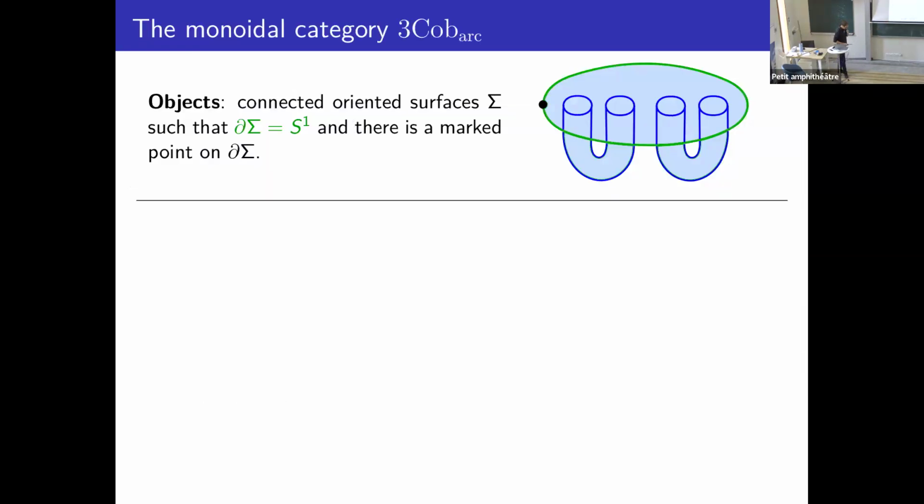Okay, so let me describe the categories. I call it the category of strip arcs. You will understand why there is an arc shortly. For the objects, we consider connected oriented surfaces with one boundary component, a circle boundary component. And on the boundary you have one marked point, which is represented by this big black dot here.